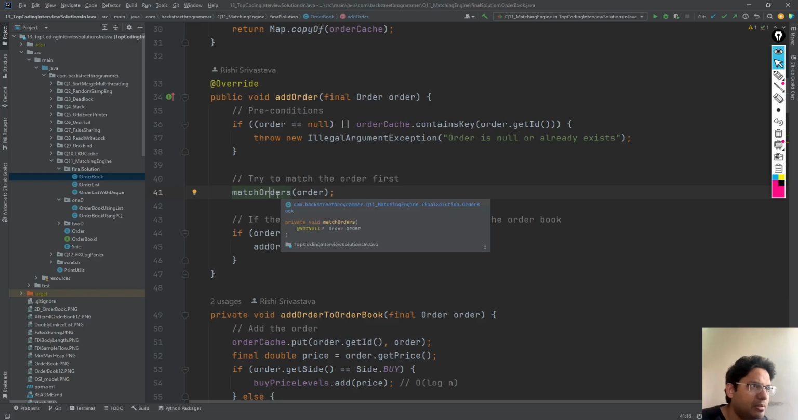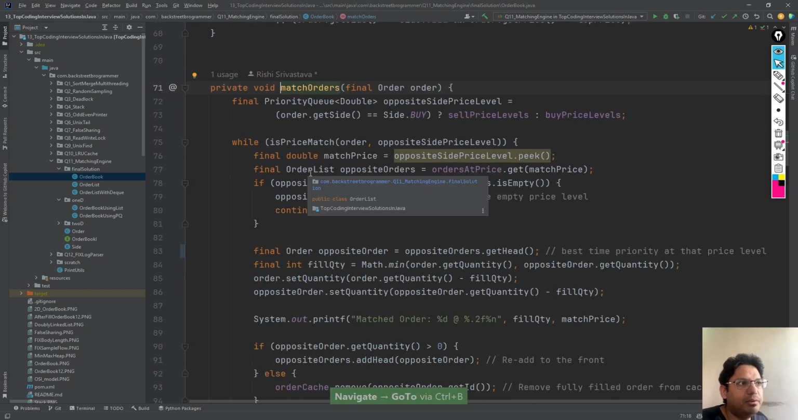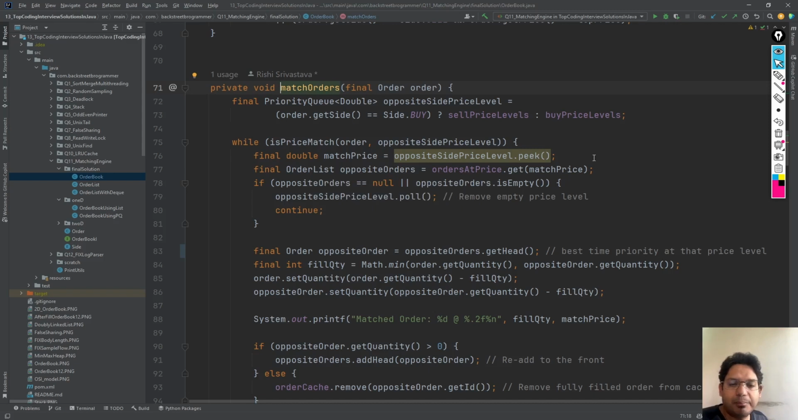So let's go off with our actual code algorithm. So I will go here, match orders. We are trying to find whether, once we receive an order, we have got the price match or not. For example, if we receive a buy order and the buy price is greater than or equal to the best sell price that we have, then there's possibility of matching. Similarly, if we receive a sell order and the sell price is less than or equal to the best buy price that we have, in that case, the match is possible. So this is what we are doing.